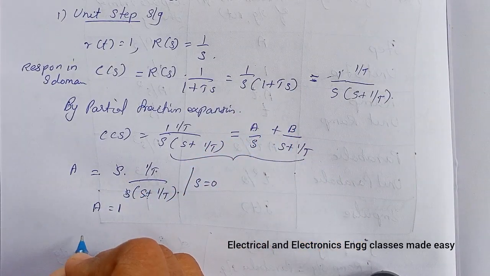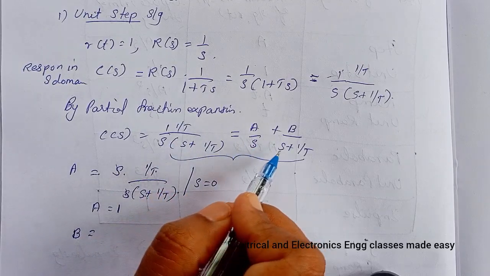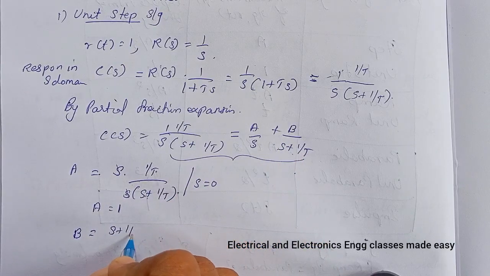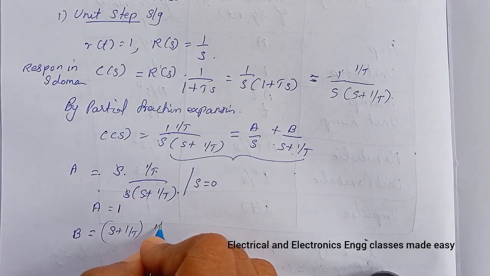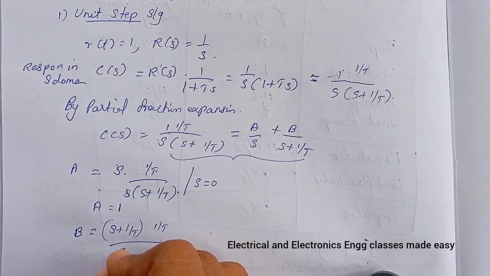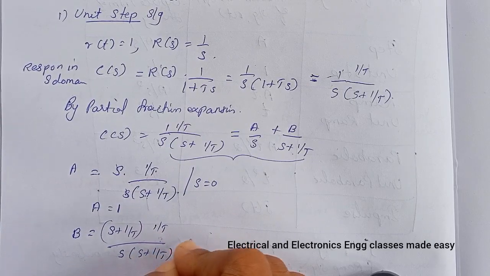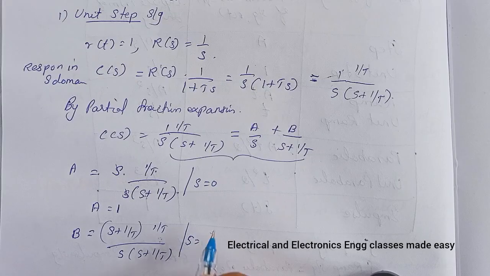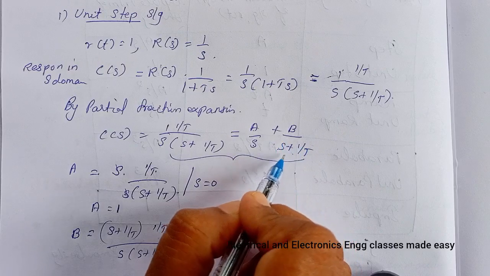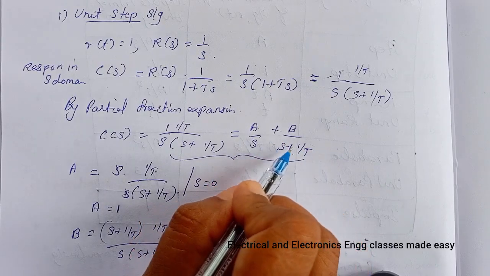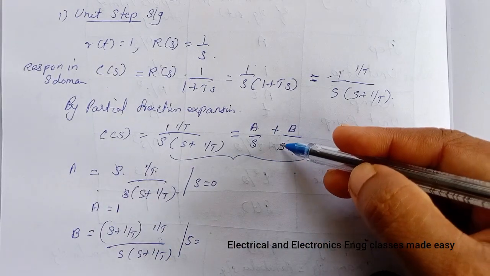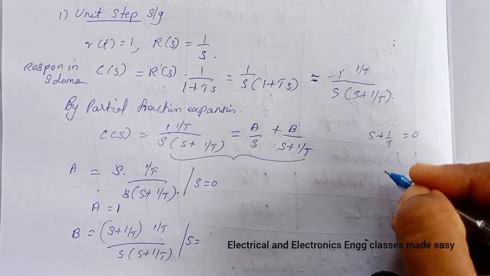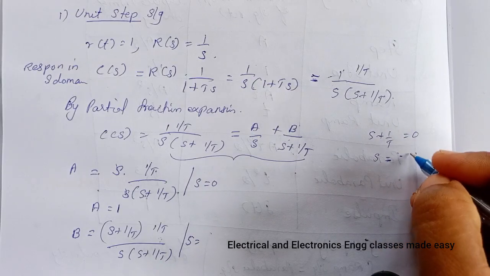Now to find the value of b, in this way we can find the value of b, that is s plus 1 by t into LHS, that is 1 by t divided by s into s plus 1 by t at s equal to, so here what is the value of s? To get the value of s, equate this denominator equal to 0 and find the value of s. So while equating the denominator of this b factor equal to 0, that is s plus 1 by t is equal to 0, then we get a value of s as s equal to minus 1 by t.